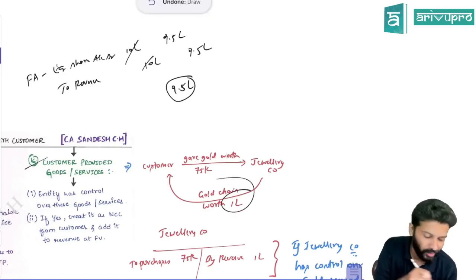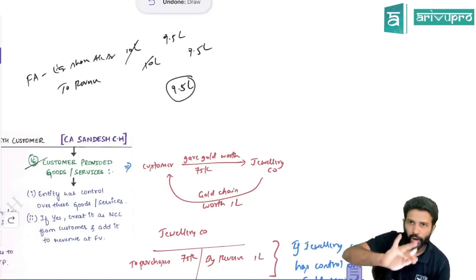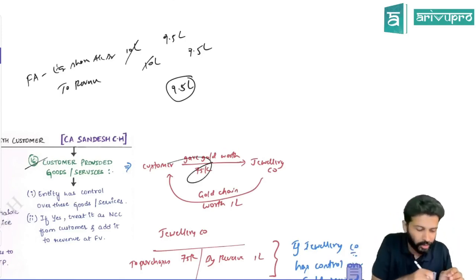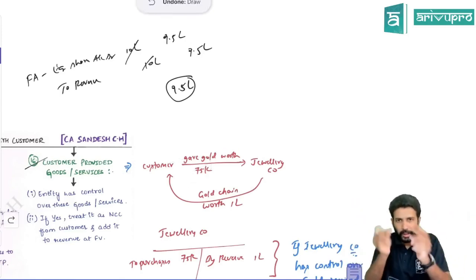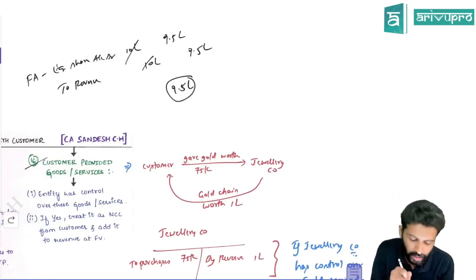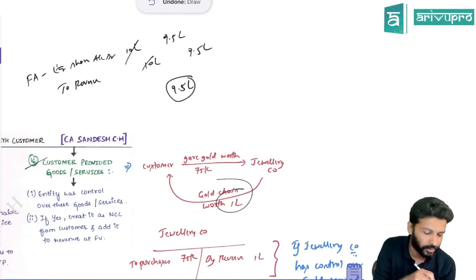But the value of the gold chain, let's say, is 1 lakh rupees. The customer had a gold bar worth 75,000, which he gave to the jewelry company. The jewelry company will use this gold bar, convert it into a gold chain and give it to the customer. The worth of that gold bar is 75,000 and the worth of the gold chain is 1 lakh.